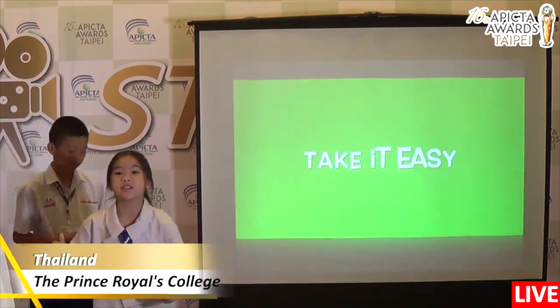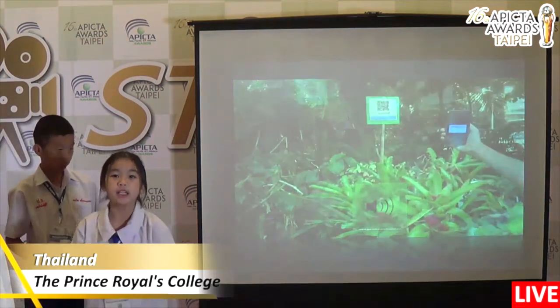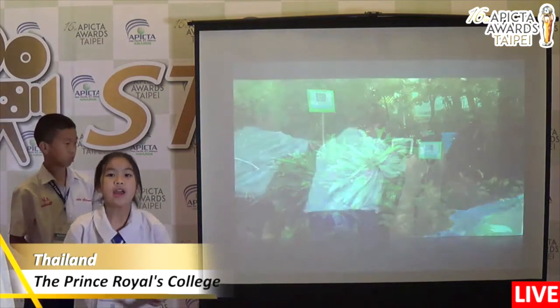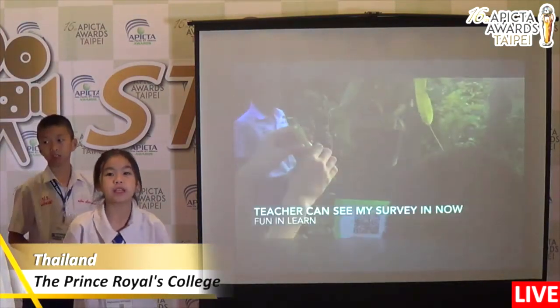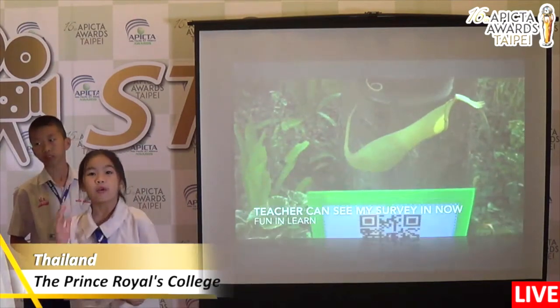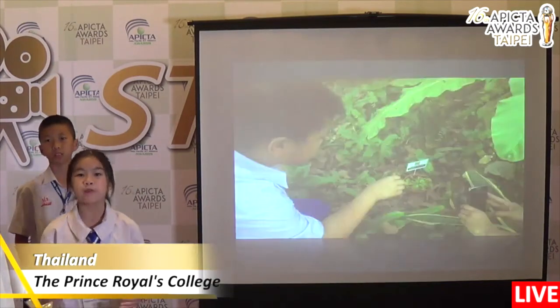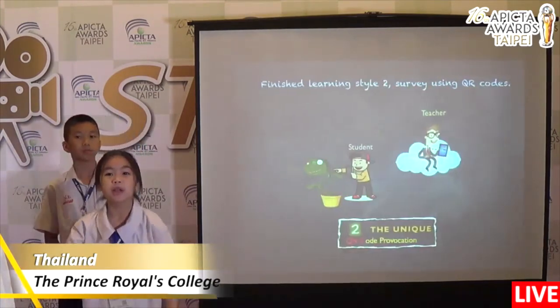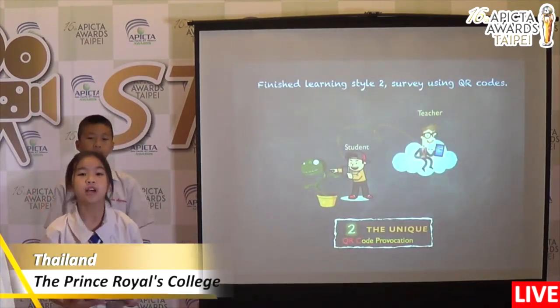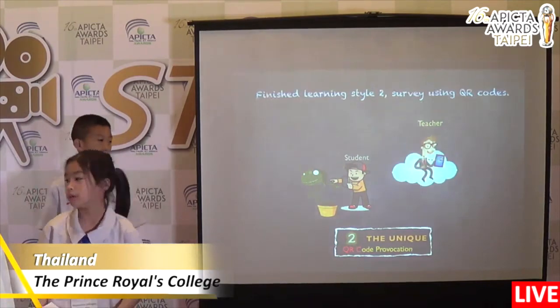Teachers can find it convenient too because they can check the surveys anywhere they are and have a result instantly, which makes us learn with better understanding. See, it's really a lot more fun and feels good with science. This concludes our second learning style, survey using QR code.